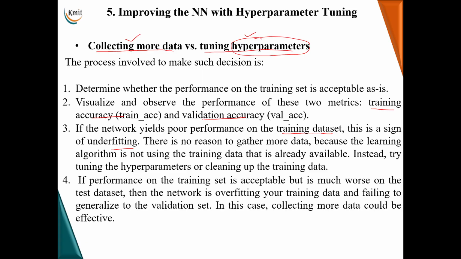So when you have an overfitting problem, we need to collect more data, and when the model is underfit, we need to tune the hyperparameters. These 2 points you need to remember. When do we need to increase the data and when do we need to tune the hyperparameters? Underfitting, we need to tune the hyperparameters, and when the model is overfit, we need to collect more data.